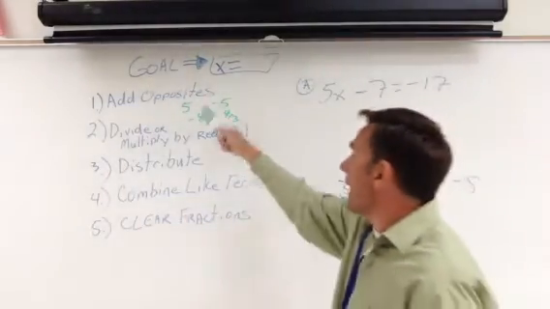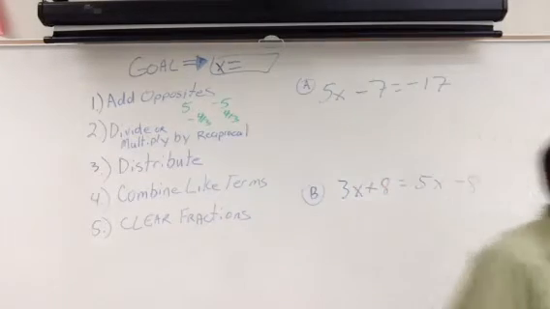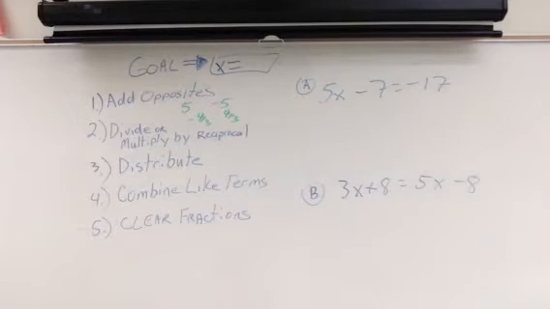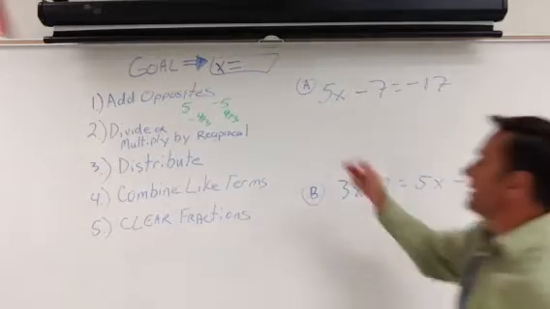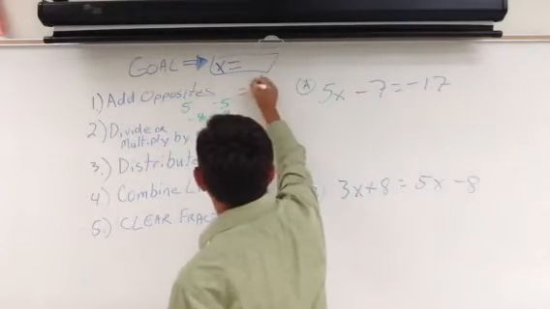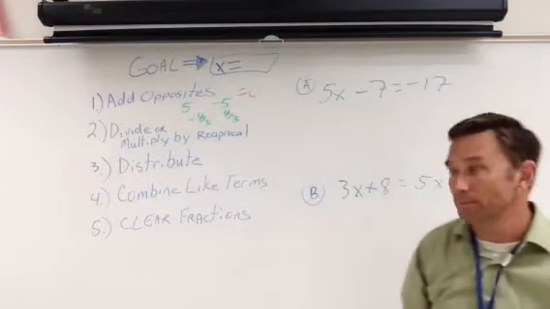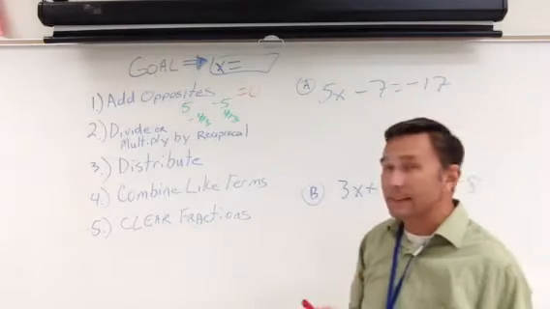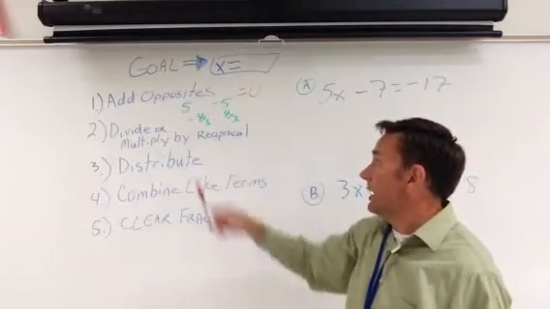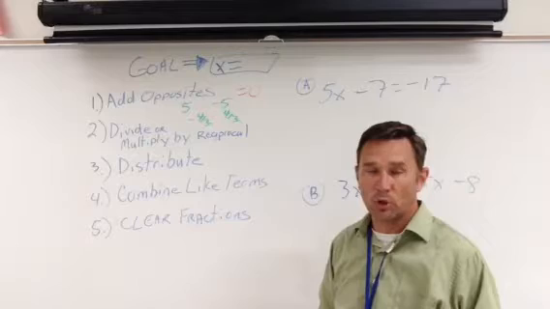Because what happens when we add opposites? Our answer, when we add opposites, is always 0. Things get zeroed out. The second thing we can do is either divide or multiply by the reciprocal.